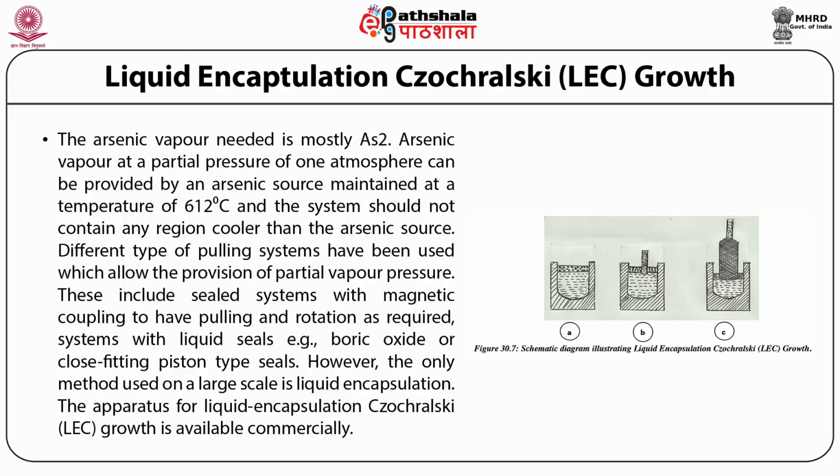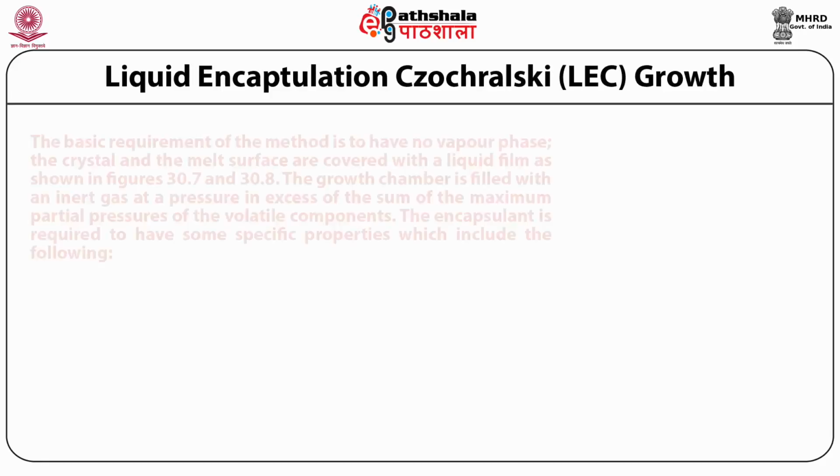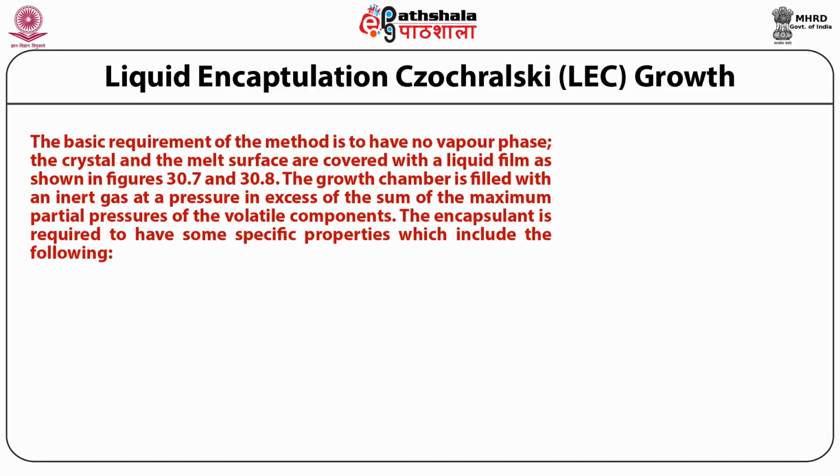Figure 30.7 is a schematic diagram illustrating liquid encapsulation Czochralski (LEC) growth in stages as shown by A, B, and C. The basic requirement of the method is to have no vapor phase. The crystal and the melt surface are covered with a liquid film as shown in figures 30.7 and 30.8. The growth chamber is filled with an inert gas at a pressure in excess of the sum of the maximum partial pressures of the volatile components.